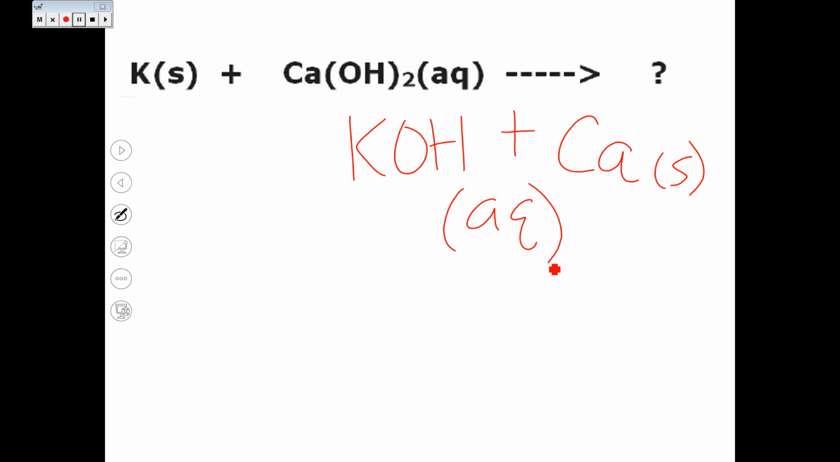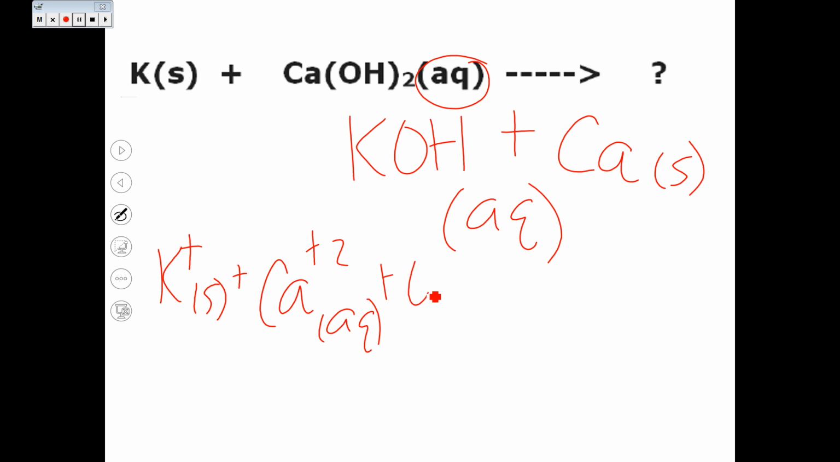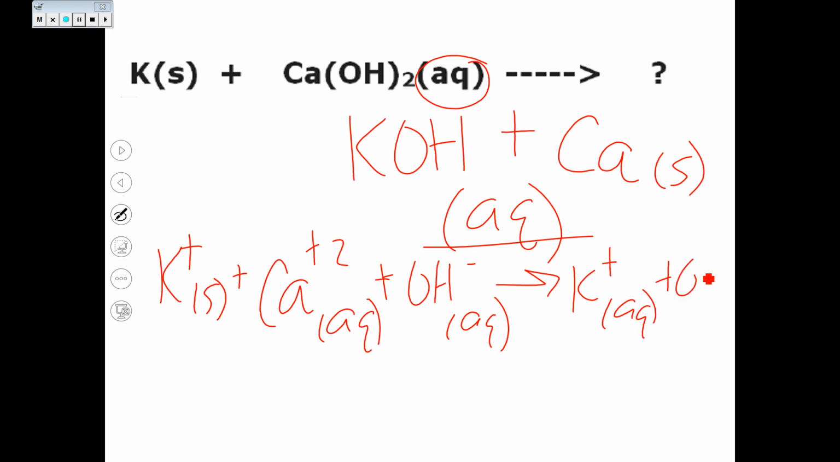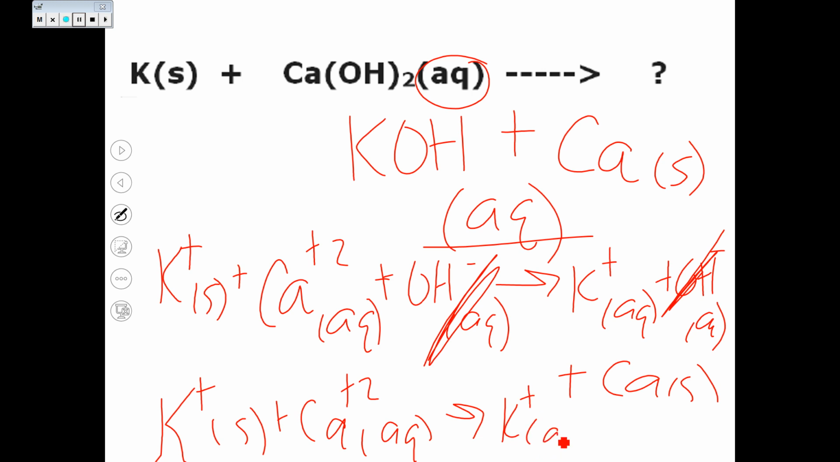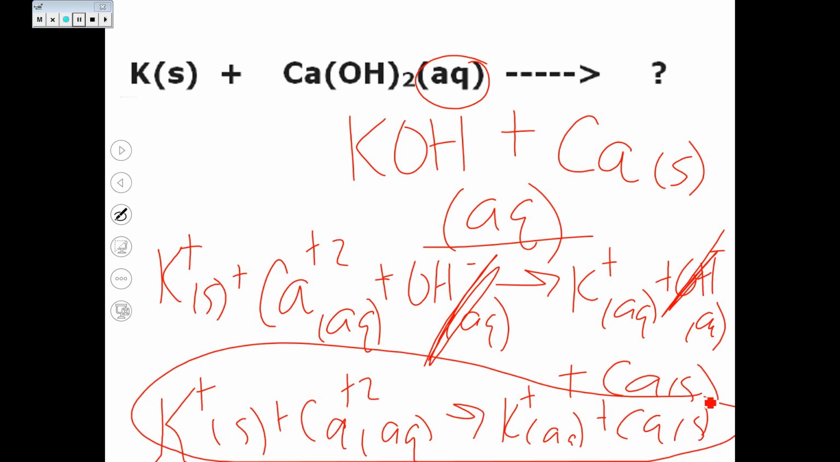So here, we're going to write out all the ions. We're going to have K solid plus anything that is AQ gets split up into ions. And on the product side, KOH is aqueous, so we're going to go K positive AQ plus OH minus AQ plus Ca solid. Your spectator ion is hydroxide, and so your net ionic equation will be everything else that remains. And we will stop there for net ionic equations.